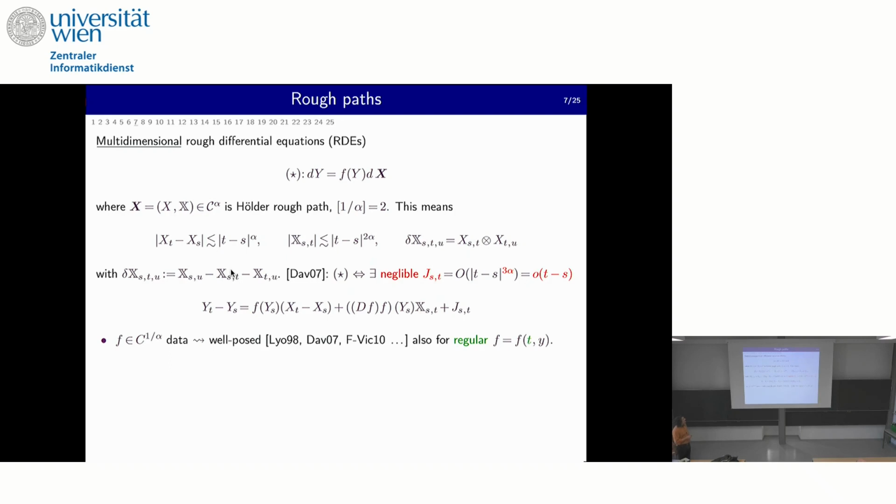So first, a few recalls on rough paths, and since time is ticking, I don't want to spend too much time, but a little I have to. So let's keep it simple. Everything's multidimensional, but our notation is not. So here's a rough differential equation.